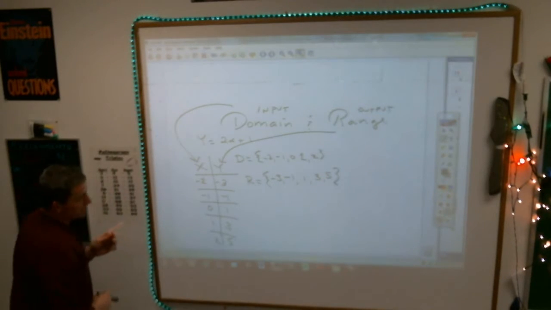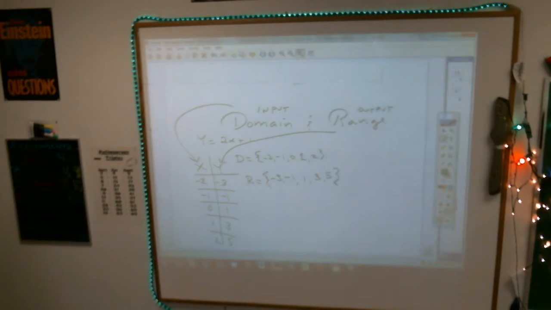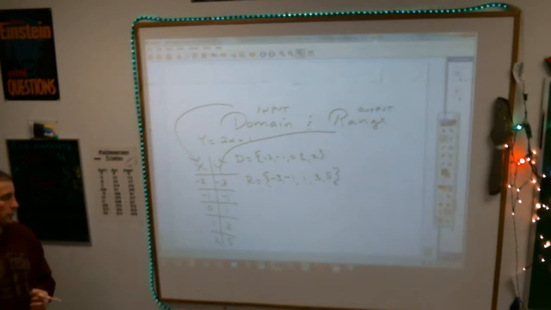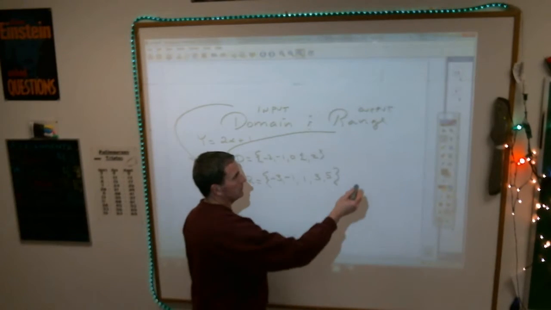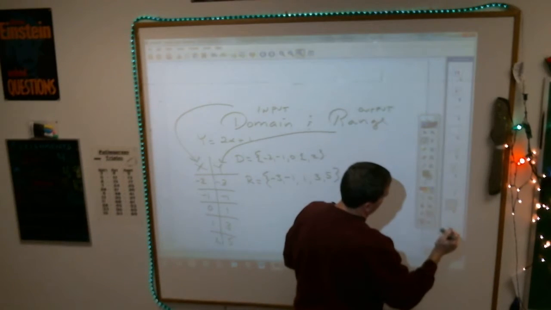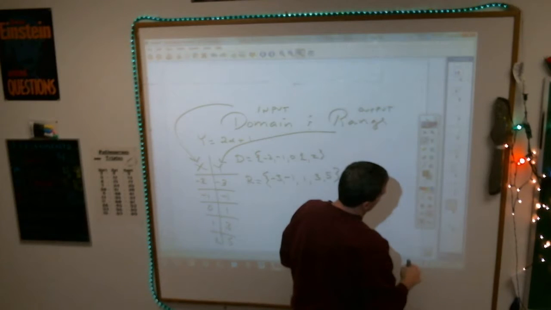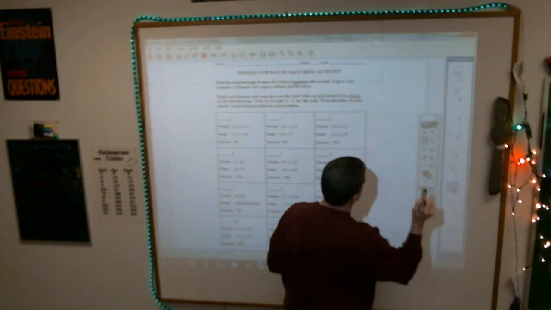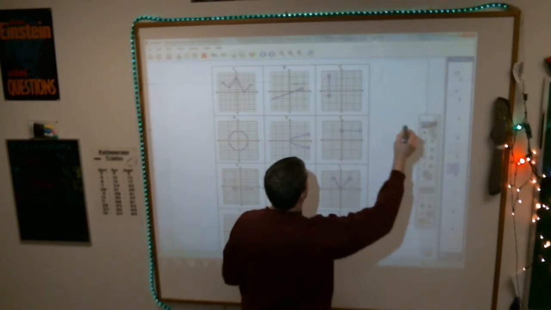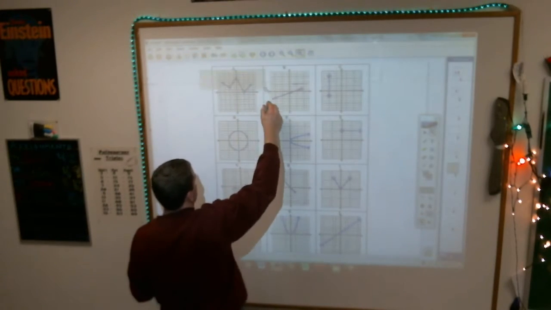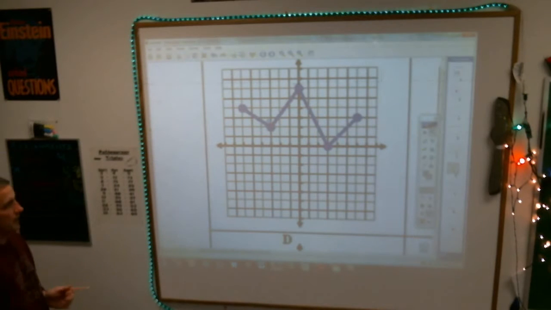Isn't that exciting? What they are going to ask you to do, you're actually going to be given this. Here's where things get a little choppy. You are going to be given a graph. And this looks more complicated than it is. And you are going to be asked to state the domain and the range.